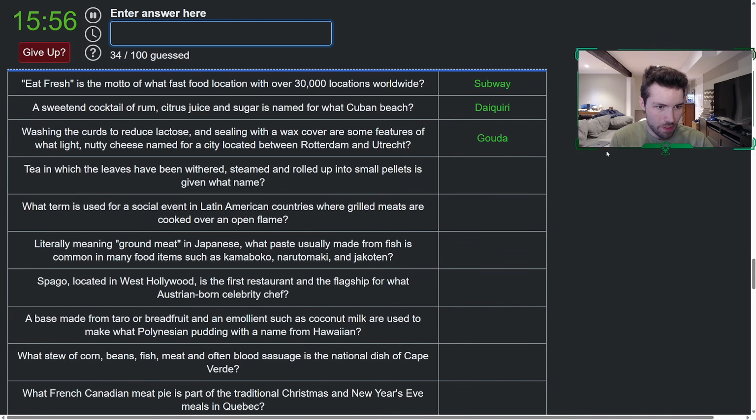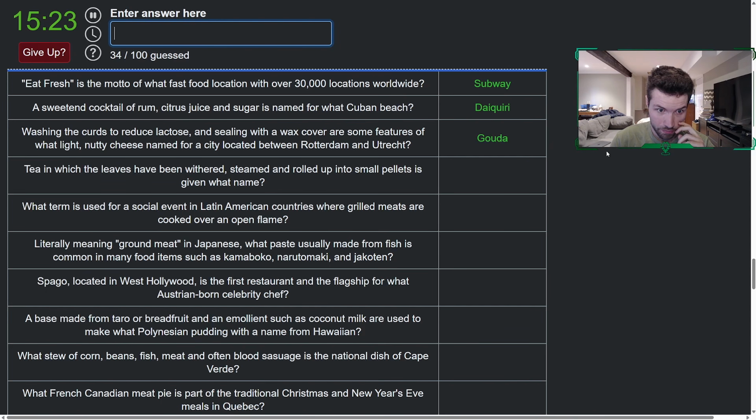What term is used for a social event in Latin American countries where grilled meats are cooked over an open flame? This isn't adobo, is it? No. This feels like not hard though. Oof. Oh no. This is not hard, I don't think. I can't think of it.